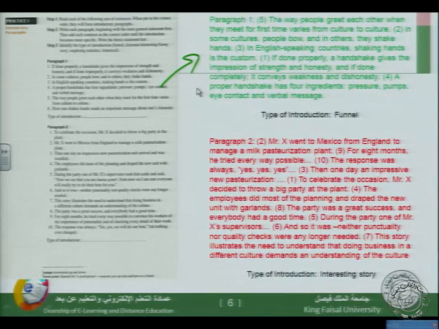If done properly, a handshake gives the impression of strength and honesty, and if done poorly, it conveys weakness and dishonesty. A proper handshake has 4 ingredients: pressure, pumps, eye contact, and verbal message. So this is the answer for paragraph 1. This is the correct order for paragraph number 1.